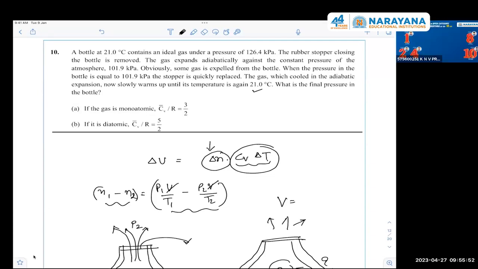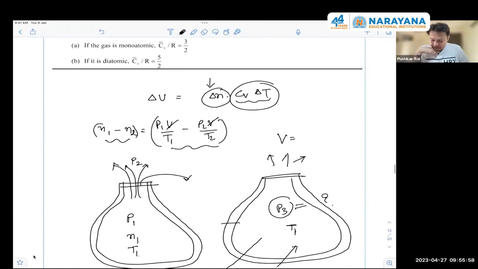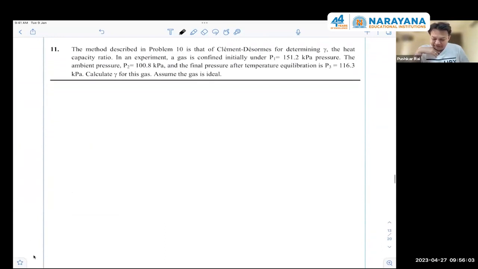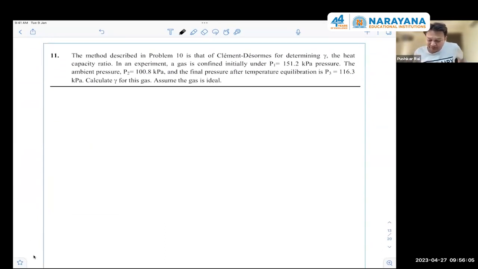You are good. Yeah. Question number 10 is very much related to question number 11. See, the method described in problem 10 is that of a method for determining gamma, the heat capacity ratio. Now, in the experiment, the gas is confined initially and the ambient pressure was this, and the final pressure after temperature equilibrium is this. From this, get the value of gamma. In the previous part, we have given you the CV, and in this part, we are asking you to calculate the CV, giving you the final pressure.